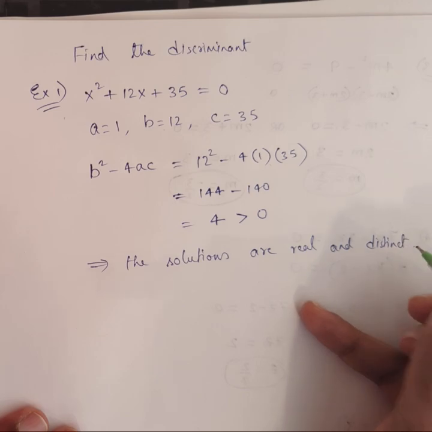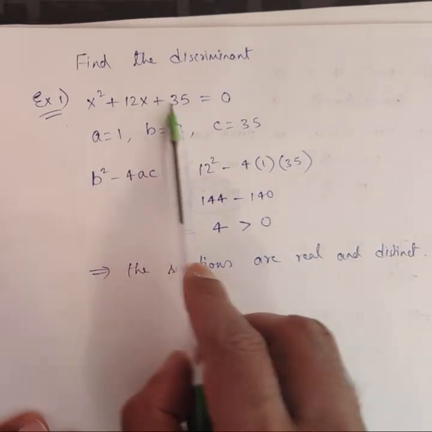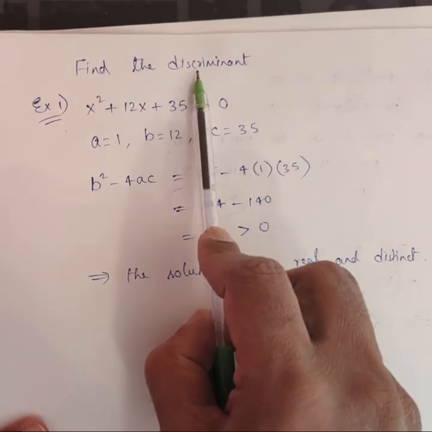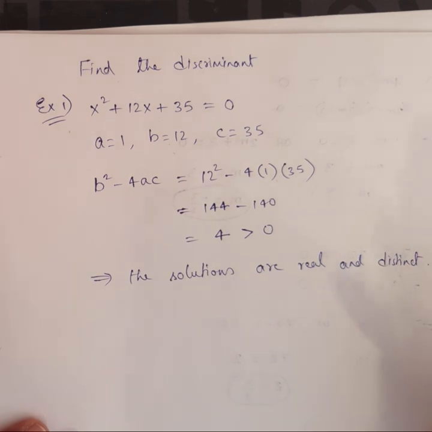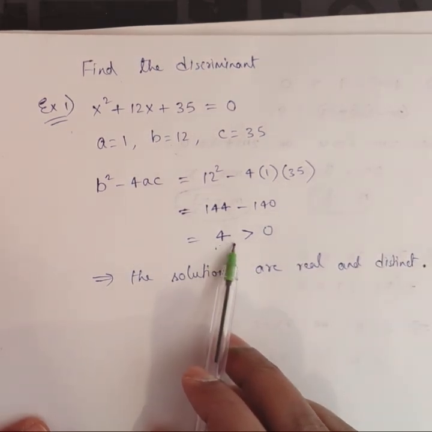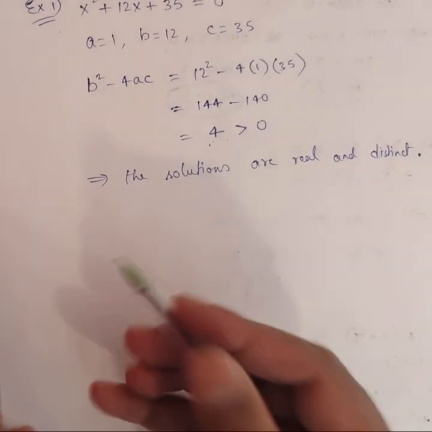Look, I did not find the solutions. I could have actually found the solutions quite simply here by factoring. But that's not the goal. The goal is to find the discriminant and comment on the nature of solutions. So if you get a positive discriminant, then you know that the solutions are real and distinct.